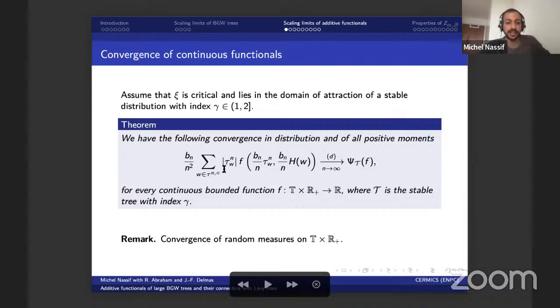So we're looking at the sum over the size of tau n w of some function which depends on the tree, correctly normalized by this factor. And also it can depend on the height of the vertex w which we are considering. And this will converge to some limiting object which depends on the stable tree. And this convergence holds for continuous and bounded functions. So for nice enough functions, you can get this kind of result.